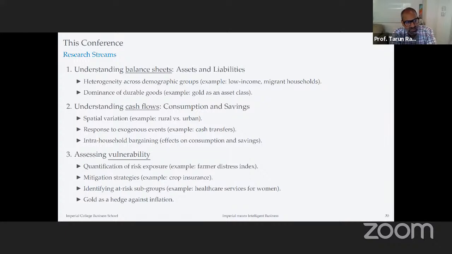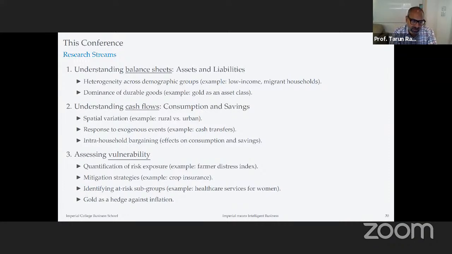The first research stream, it seems to me, is research projects seeking to understand household balance sheets in terms of assets and liabilities of households, mainly focusing on the asset side. So focusing on understanding heterogeneity across demographic groups, the dominance of durable goods on household balance sheets, and as an example, gold as an asset class. And then the second stream is understanding cash flows, consumption and savings of households in India.